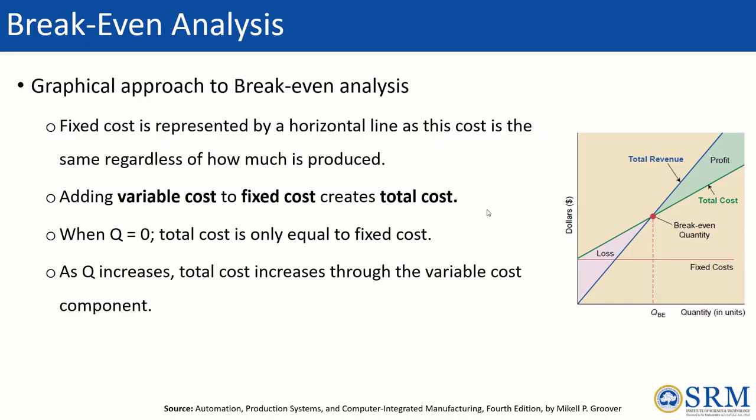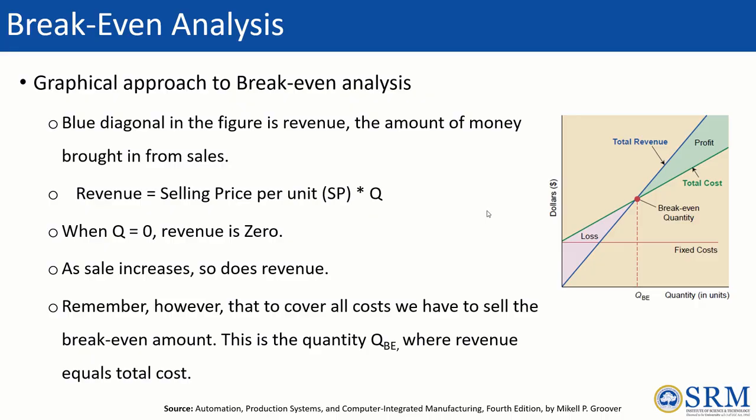Understanding the profit and loss regions in the break-even diagram: if production remains below the break-even point, the company incurs losses because the cost exceeds revenue. Beyond the break-even point, revenue exceeds cost and profits are generated. Therefore, companies always aim to operate above the break-even quantity.